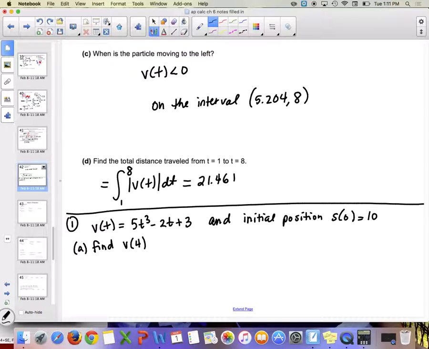Okay, what do I do for v of 4? I'm not really making this complicated. You just plug it in. So you have 4 cubed minus 2 times 4 plus 3. 315. All right, what if I wanted you to find s of 4?